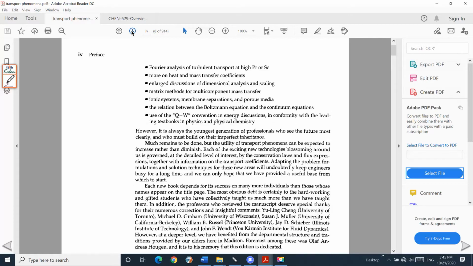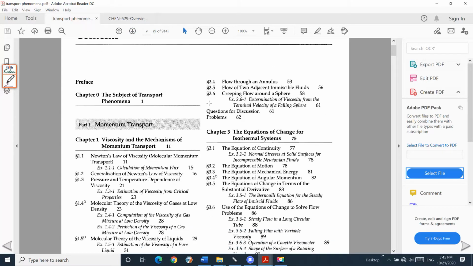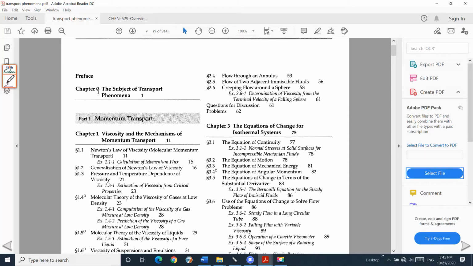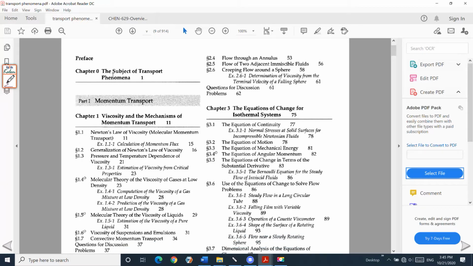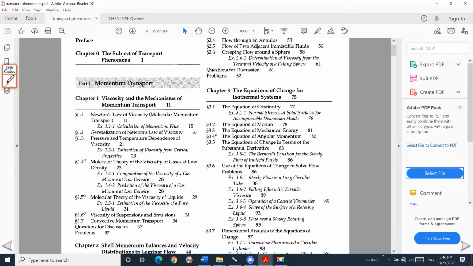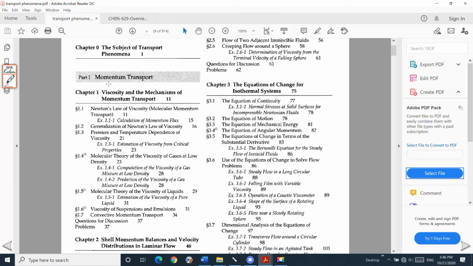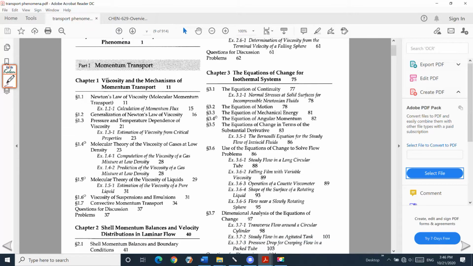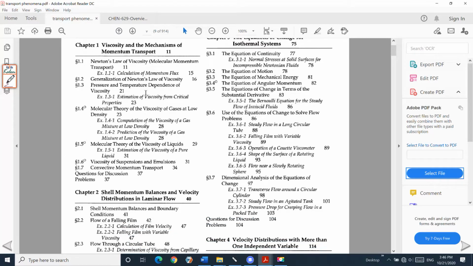The first thing I want to introduce is the parts and the chapters in each part. Chapter 0 is the introduction. It basically gives some definitions: what transfer phenomena are, why we study transfer phenomena, and so on. The first part is called momentum transport. It starts with the first chapter, which defines viscosity and the mechanism of momentum transport, and we can find all those subtitles.